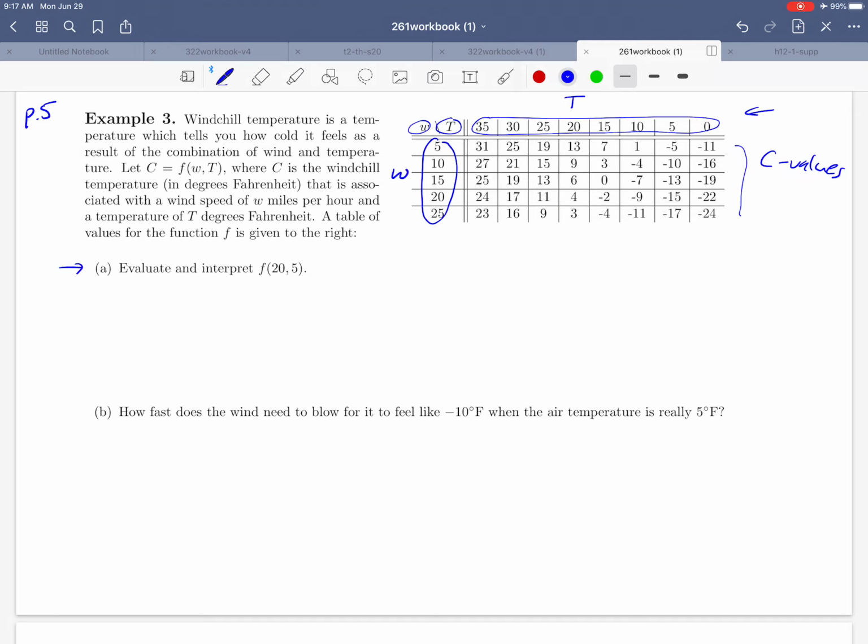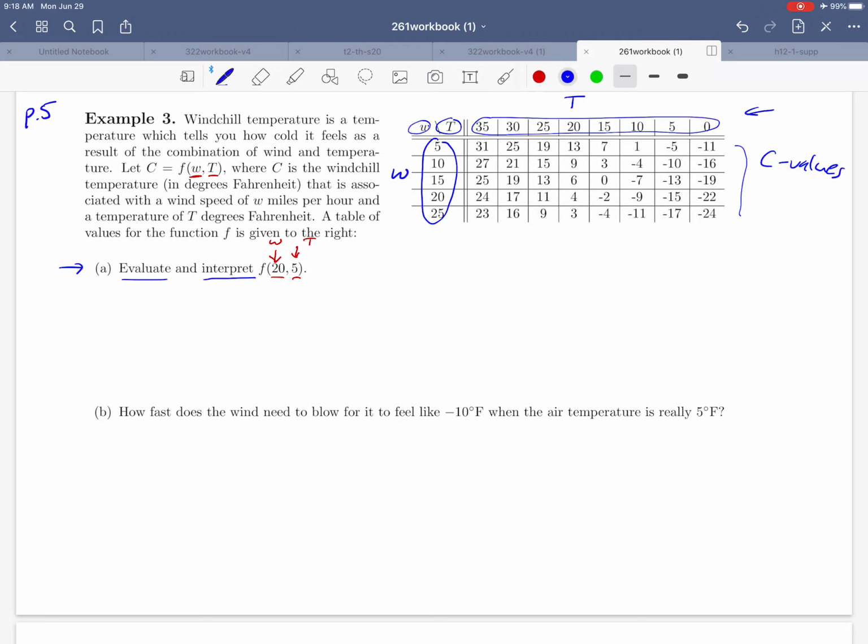Okay, so let's take a look at part A. They would like us to evaluate and interpret f of 20 and 5. Notice that's asking us to do two things. To come up with a number, that's the evaluate part, but then also to explain it in words. What does it mean in the context of this problem? So to get started with this, what I always like to do is to ask myself, what are the variables that are involved here? If we start with the 20, notice that that's going with the variable W up here. So that's a wind speed. And then the 5 goes with the variable T, which is an actual air temperature. That gets us started and tells us where to look in our table to answer this question.